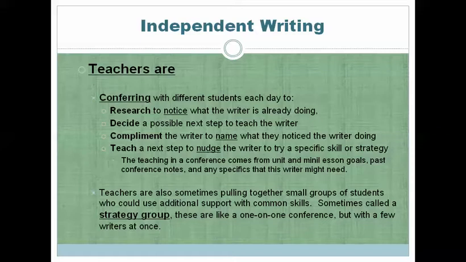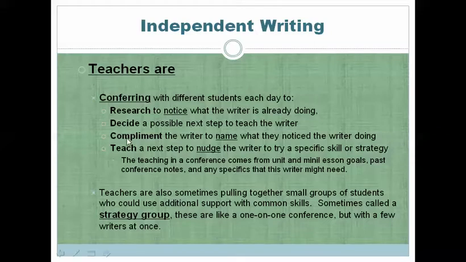When we're deciding on that, there are many things that we think about. We think about what we have been teaching through this unit and previous units. We think about our past conference notes with this one student and what we have worked on in the past because maybe we're building on that. And we also think about any specifics that this writer might specifically need, any things that we have noticed through assessment that we want to encourage in this moment.